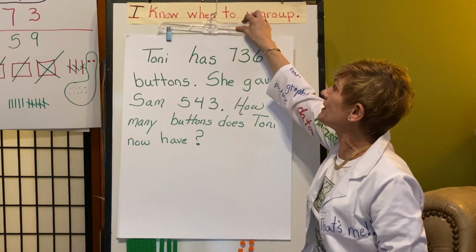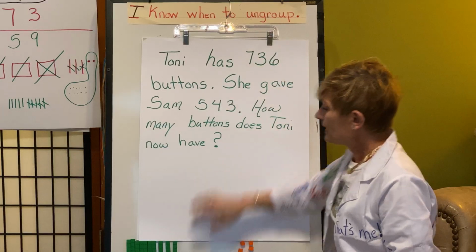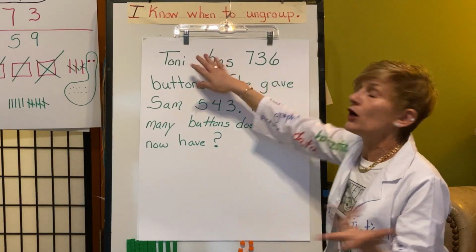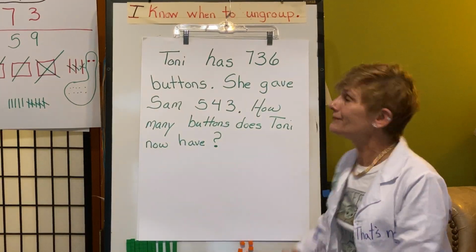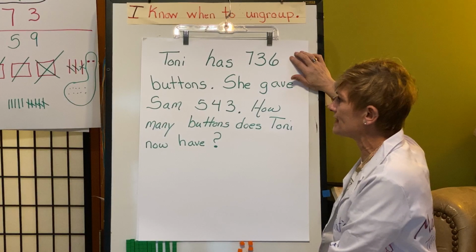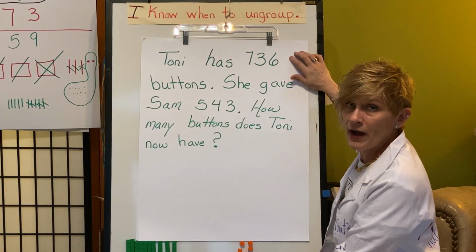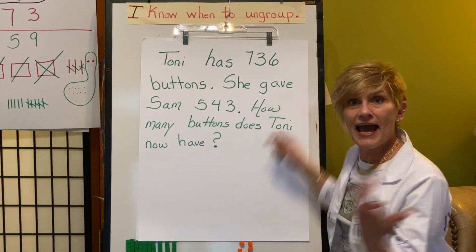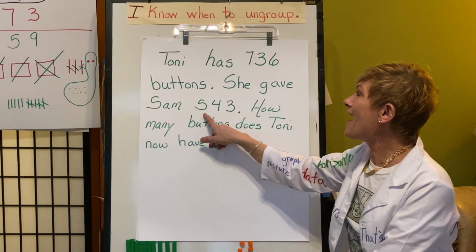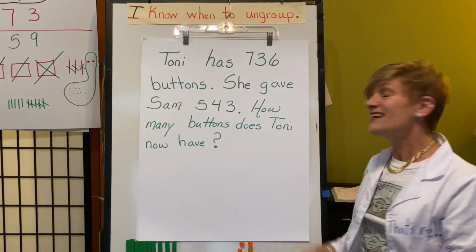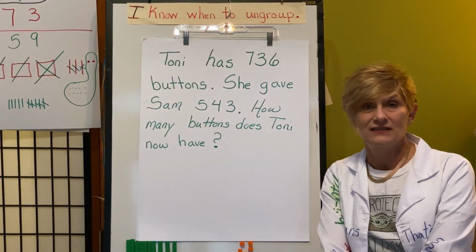Friends, I want you to look at this problem right here. I'll read it with you. Tony has 736 buttons. I don't know why, she doesn't sew. She gave Sam 543. How many buttons does Tony have now?